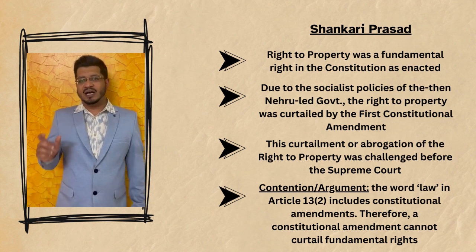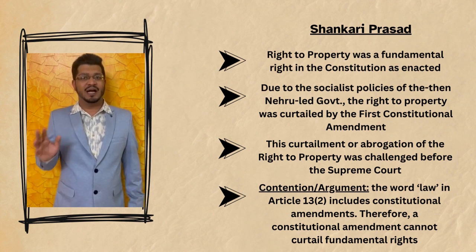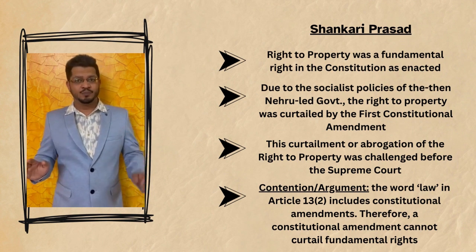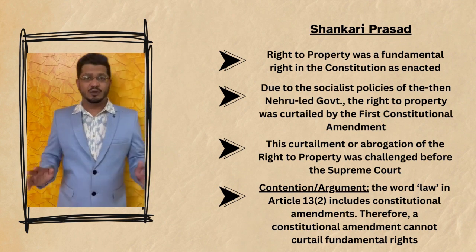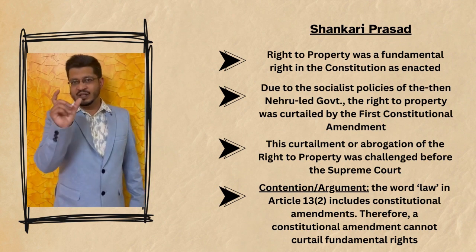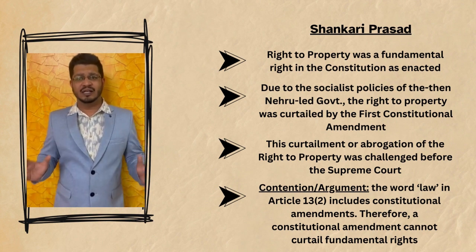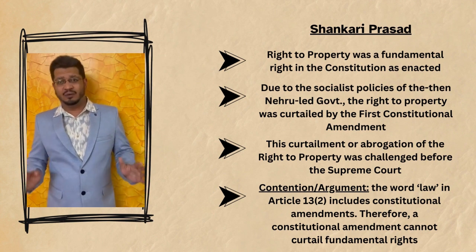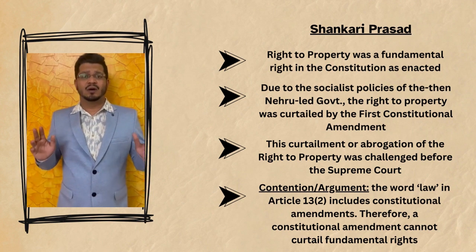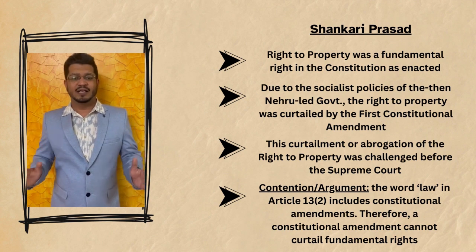Very simply, Article 13, subclause 2 prohibits the legislature, that is the Parliament, from passing any law which curtails or abrogates fundamental rights in any manner. Therefore, on behalf of the petitioner, it was argued that the word law contained in Article 13, subclause 2 also included constitutional amendments under Article 368, and therefore the Parliament was not competent to make any constitutional amendment which abrogates or curtails any of the fundamental rights.